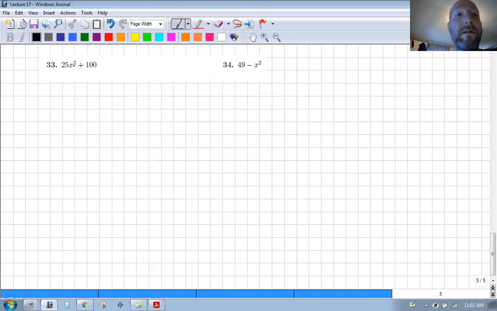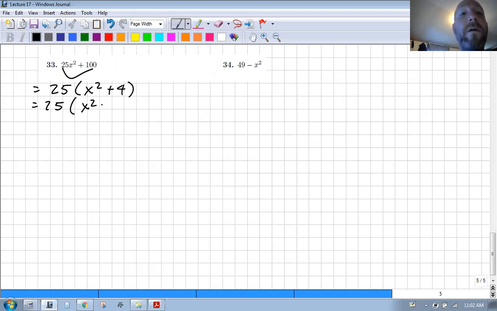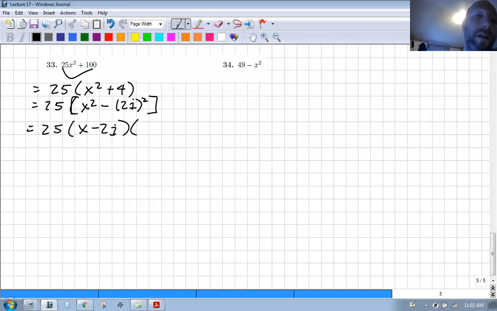Okay, we can pull a 25 out of here. So we've got 25 times x squared plus 4. And this can be written as a difference of two squares: x squared minus 2i squared, right? That i squared gives us a minus, and another minus turns it into a plus. So this is 25 times a difference of two squares. We get x minus 2i times x plus 2i.